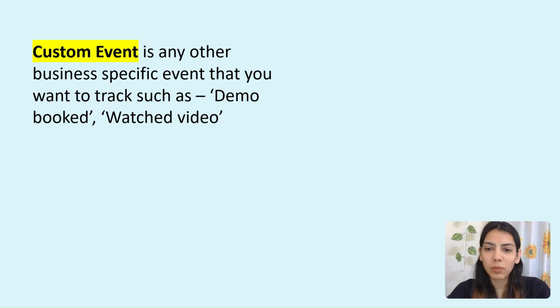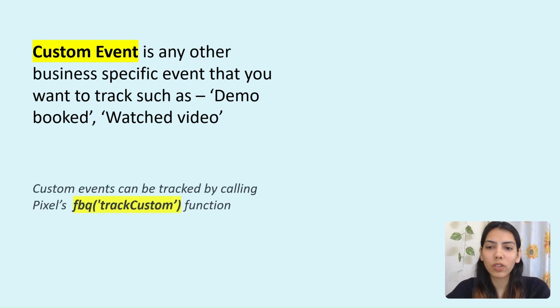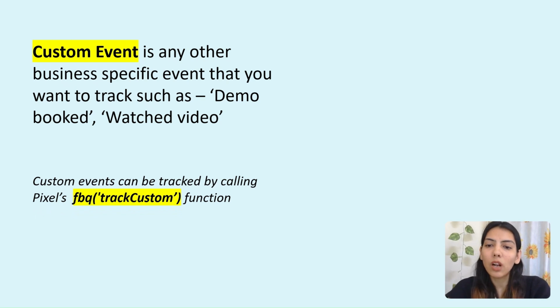Let's say you are a B2B business and you want to track the number of demos booked, then you'll have to create a custom event called demo booked and configure it on your relevant web pages. To call a custom event, you'll have to use the function FBQ track custom.